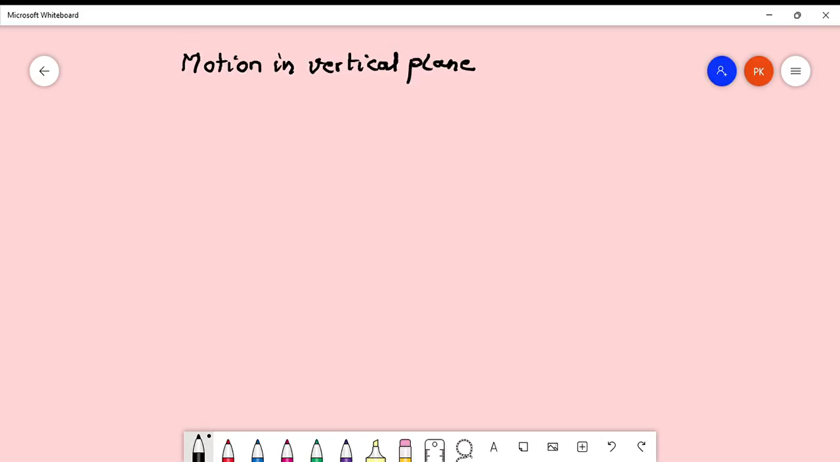Hello students, today we are going to study the motion of an object in the vertical plane, or how to use the equations of motion for the motion in the vertical plane. Now suppose an object with mass m is dropped from a particular height h from the ground.